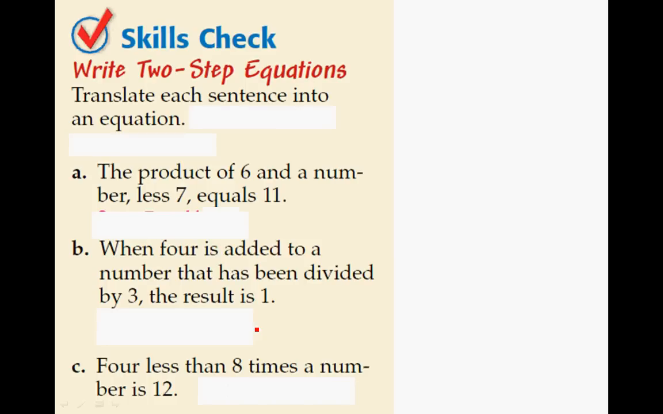Alright, here are some more examples. Again, the only way to get good at this is to practice, practice, practice. The product of 6 and a number less 7 equals 11. When 4 is added to a number that has been divided by 3, the result is 1. And 4 less than 8 times a number is 12. Go ahead and write those down and then check it when you're finished.